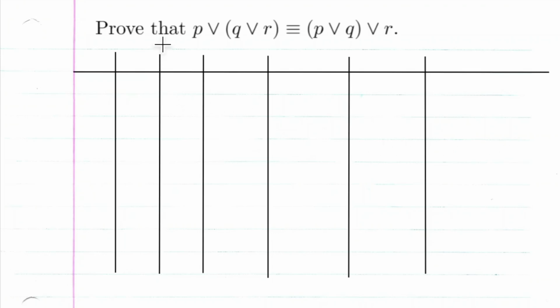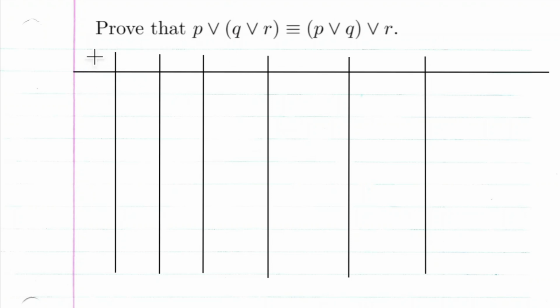Okay, so we're going to prove that (P or Q) or R is logically equivalent to P or (Q or R). So basically what we're showing is that the OR function among propositions is associative, right? So let's go ahead and start with the proof.